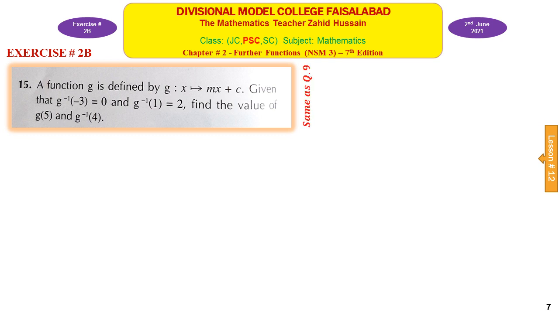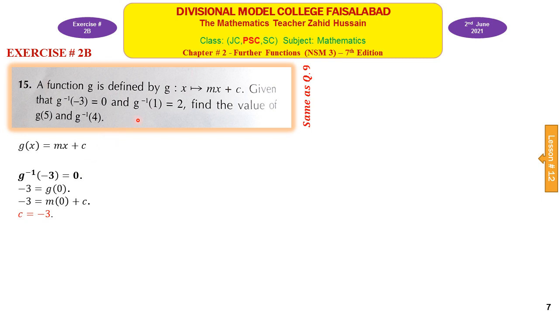Question number 15 is also same as question number 9. In this, there is a function g which is mx plus c. The condition is given g inverse of minus 3 equal to 0. Using the definition of the function, minus 3 is equal to g of 0. Put x is equal to 0 in the given function. We get m of 0 plus c equals minus 3, and solving this we get the value of c, which is equal to minus 3.